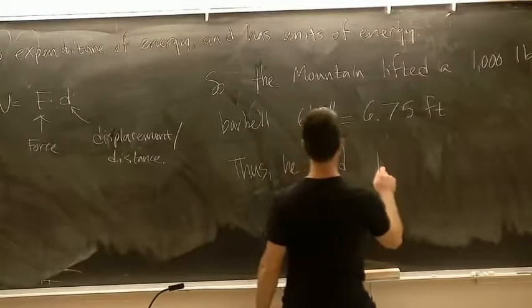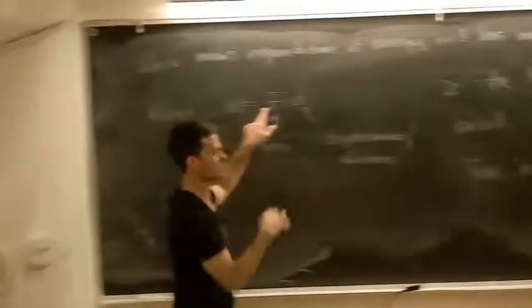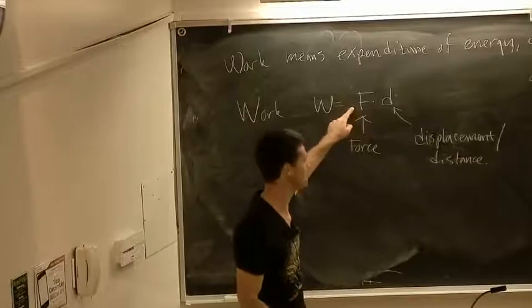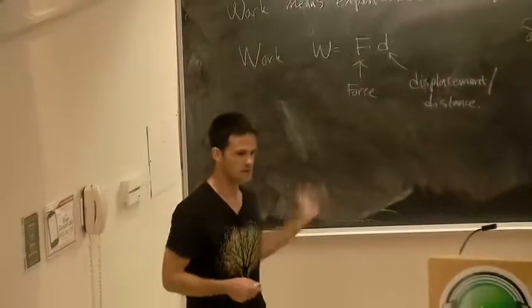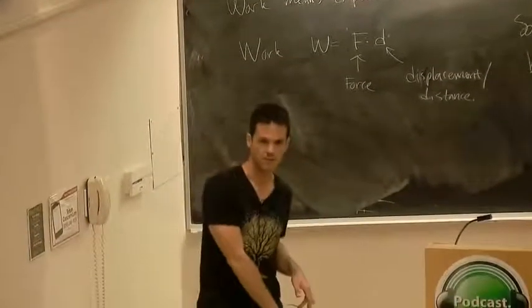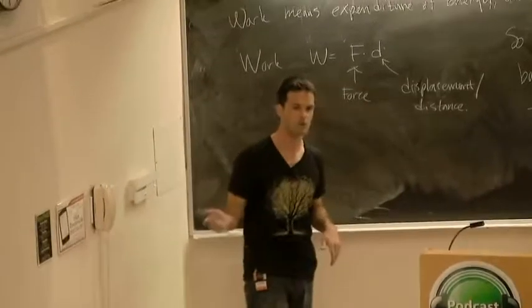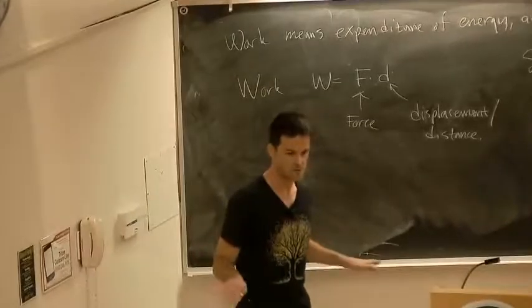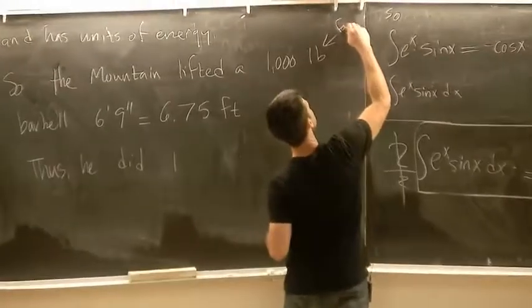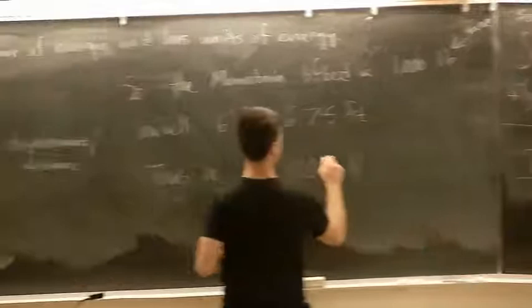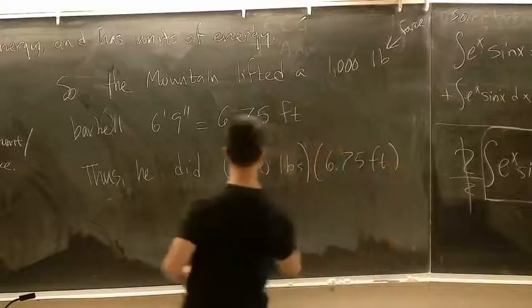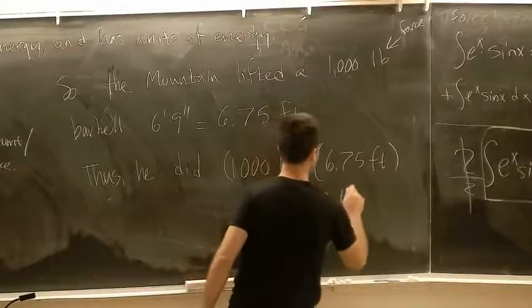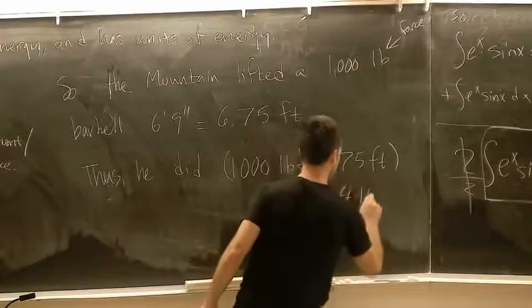the force, by the way, the number of pounds that something weighs, that's a force. A lot of people confuse weight with mass. Your pounds is your weight, which refers to the force that you're being pulled to the floor with. So if you go to the moon, you won't weigh the same number of pounds, even though your mass will be the same. So this is a 1,000-pound force. And so he did 1,000 pounds of force over a 6.75 foot distance, expending 6,750 foot-pounds of energy.